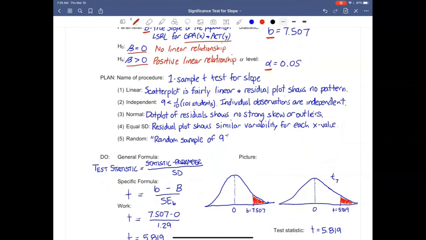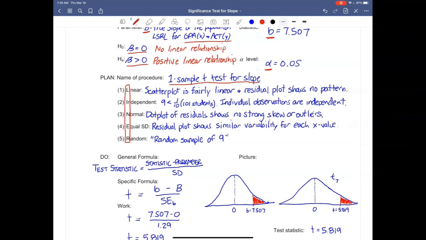So first, you have to name the procedure, which is a one-sample t-test for slope. And then we have to jump into checking 5 conditions here. Now remember, the way that you will recall the 5 conditions is by using the LINER acronym here. So let's go ahead and check each one of the 5 conditions.